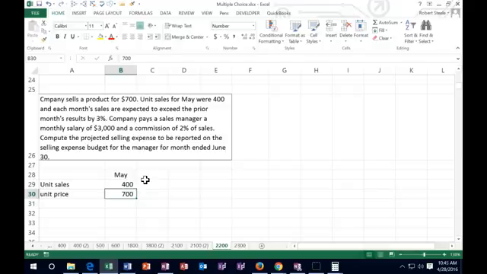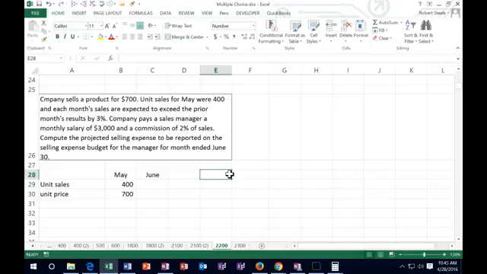400, and sales are expected to increase over the prior year months by 3%. So we know that we're looking for, if we look in the answer, we're looking for June. So we have May here, and then we have June. So we need to think about, okay, well, what's going to happen to June then based on this? That's where we want to go. I'm going to format paint this and go here. And we know that the unit sales are going to increase by 3%. A couple ways we can calculate that.